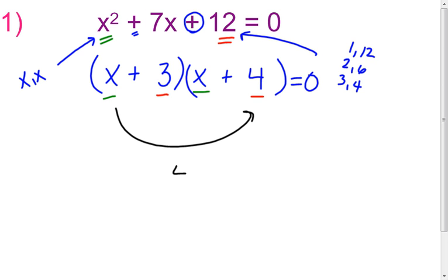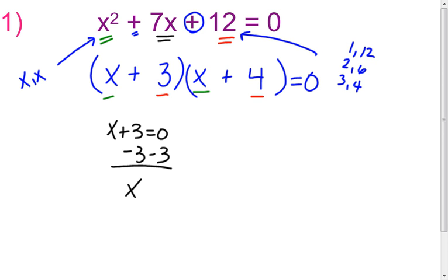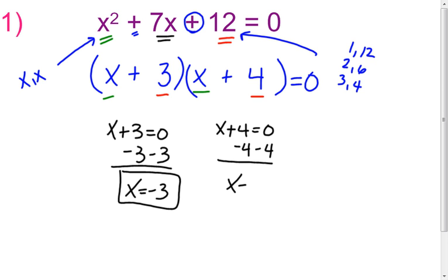So outsides, 4x, insides, 3x. And when I combine 4x plus 3x, I do get 7x like I need to in the middle, so that's good. So this is how it factors: x plus 3 times x plus 4 equals 0. And then, of course, you'll set each parentheses equal to 0 and solve. And you'll get x equals negative 3 as one solution. And set the next one equal to 0 and solve. And you'll get that.